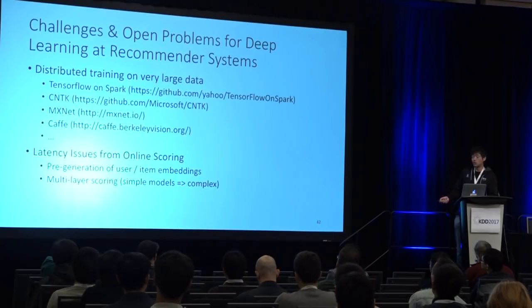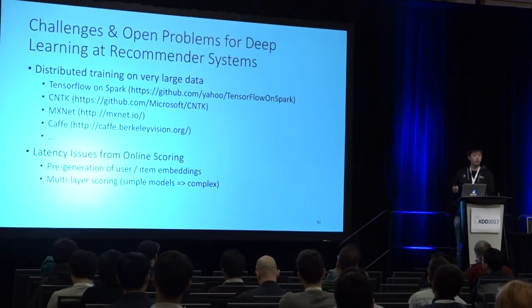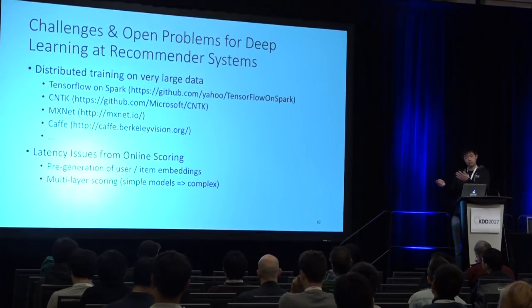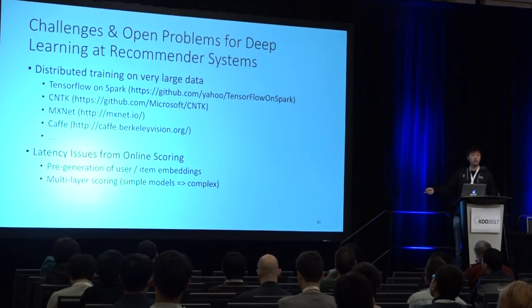Another trick is that you don't have to score the most complex model for every item, right? What you can do is have multiple layers. You can have a simple model initially to score, let's say, all the items, and then after you pick the top K, you go and score with more and more complex models. For example, we have almost three or four layers of scoring, making sure that we can optimize the latency.